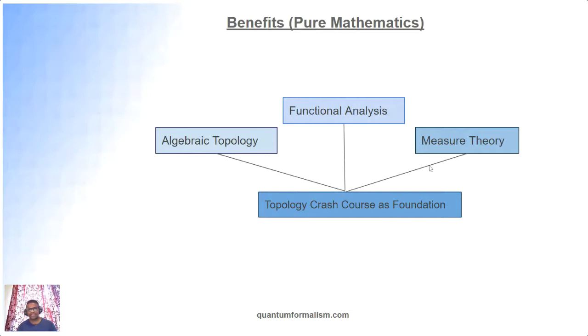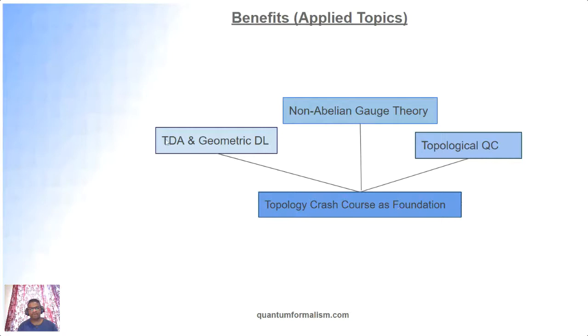For those of you, the quantum guys, functional analysis and measure theory is what you need if you want to deal with infinite dimensional Hilbert spaces. You cannot run from these subjects. In the applied topics, topological data analysis is one motivation, obviously, if you need algebraic topology on top of that. Geometric deep learning too. In fact, there are people talking about topological deep learning and these things. So you will have a decent foundation.